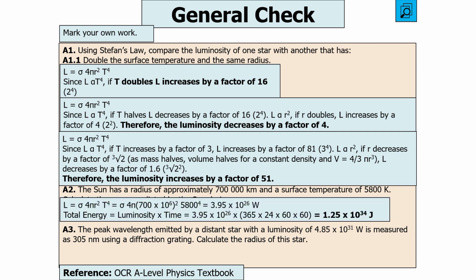This next one, we're going to use Stefan's law again. So that is brightness is equal to sigma A T to the 4, where A is 4 pi r squared.